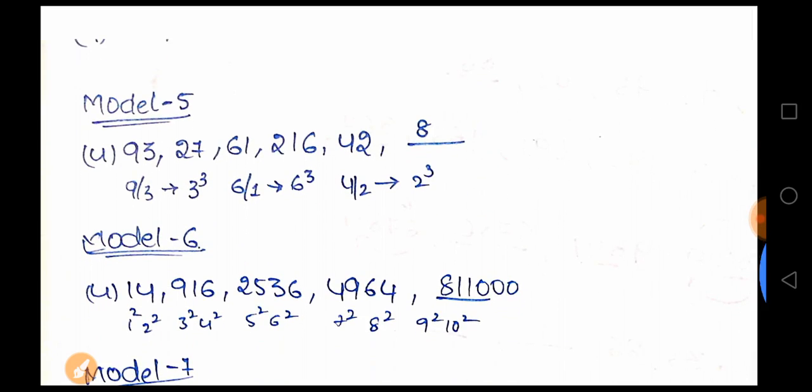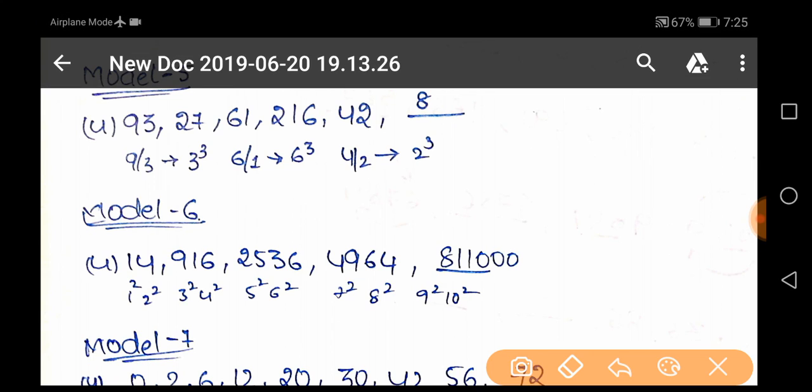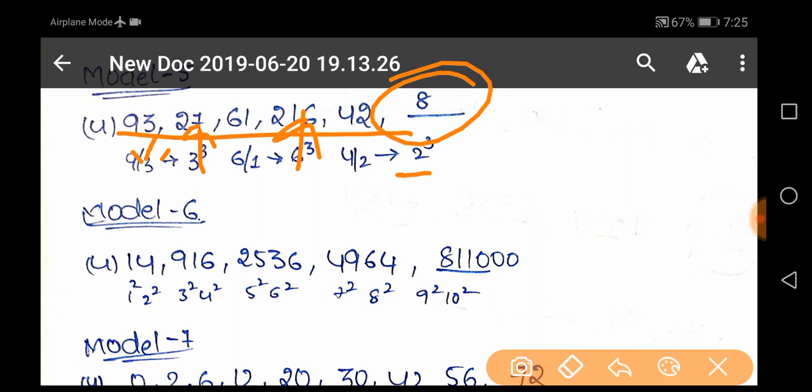In part 2 of the number series, I have given you questions and the solutions are here now. For model 5: 93, 27, 61, 42. It is nothing but 9 by 3 is 3, right? So 3 cube is 27. When you know your squares and cubes exactly, then you can easily identify the numbers which are cubes. So please go through it, then solve these number series problems. So 6 by 1 is 6, 6 cube. Obviously the next one will be 4 by 2, which is 2. So 2 cube is 8, and the answer is 8.